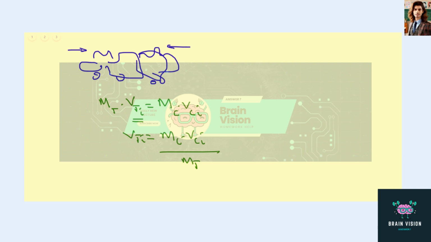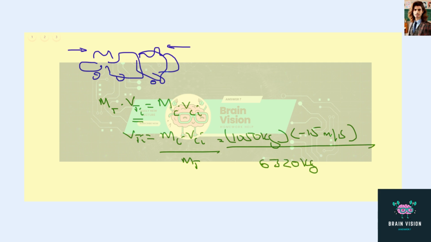And so this turns out to be the mass of the car is 1050 kilograms, and its initial velocity towards the left is negative 15 meters per second, and the mass of the truck is huge. It's 6,320 kilograms. And that just means that the new velocity happens to be negative 2.49 meters per second. You're going to be moving towards the left.